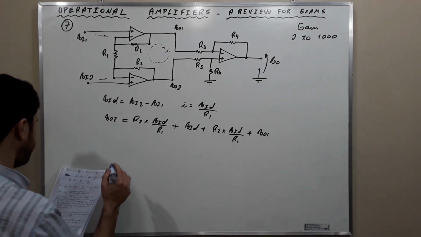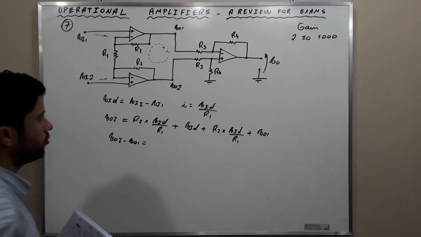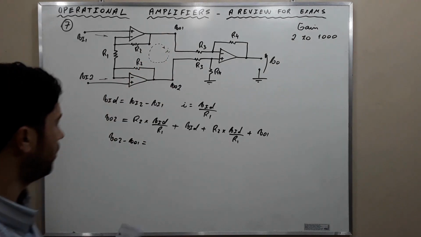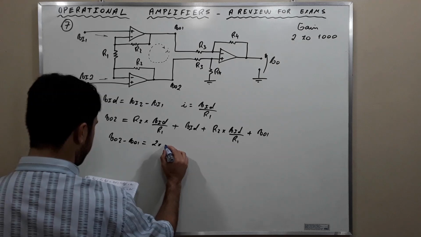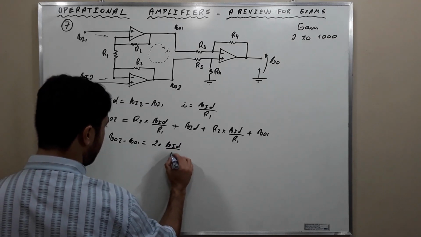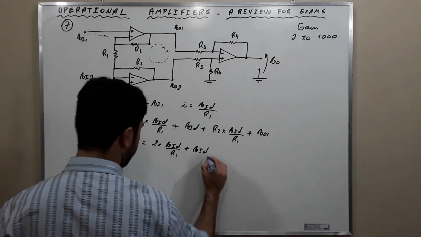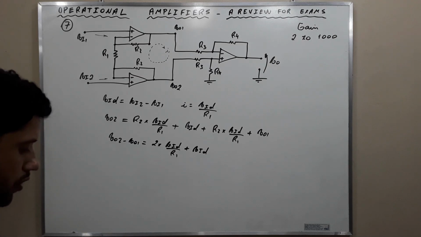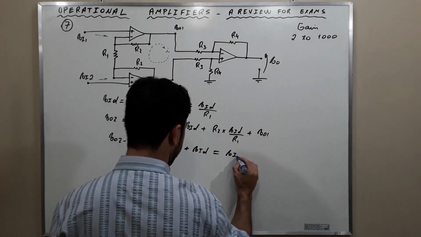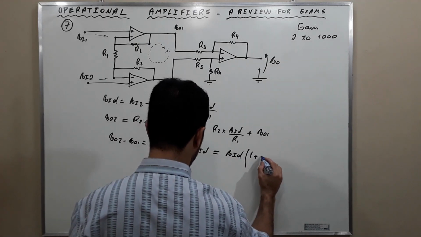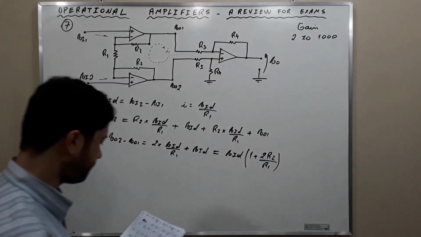And consequently, VO2 minus VO1, the difference here between these, is 2 times R2 times VID over R1 plus VID. Reducing a little bit more, we get the expression that it is VID times 1 plus 2R2 divided by R1. Okay?